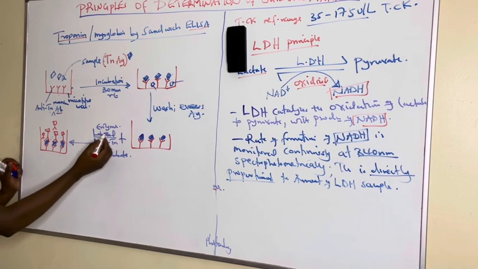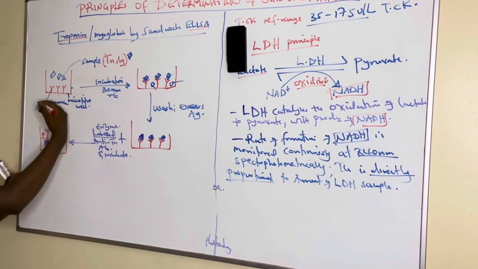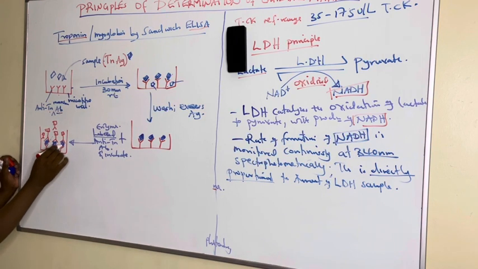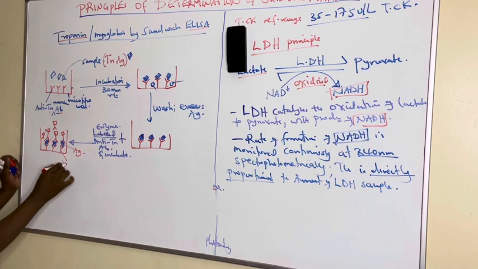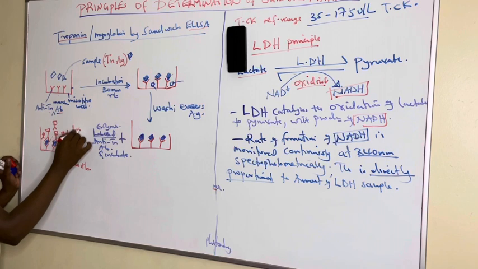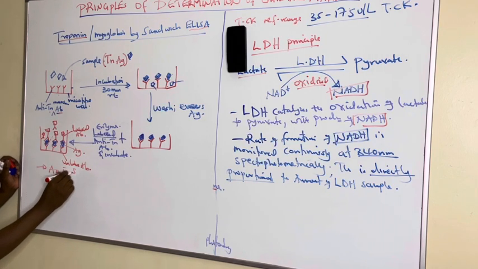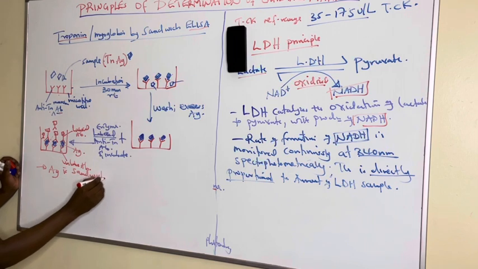So on addition of enzyme linked anti-troponin antibody, they bind together, and we find that the troponin antigen is sandwiched in between the unlabeled monoclonal antibody and the enzyme linked, or what we call labeled, monoclonal antibody. So during incubation, the troponin antigen is sandwiched in between.